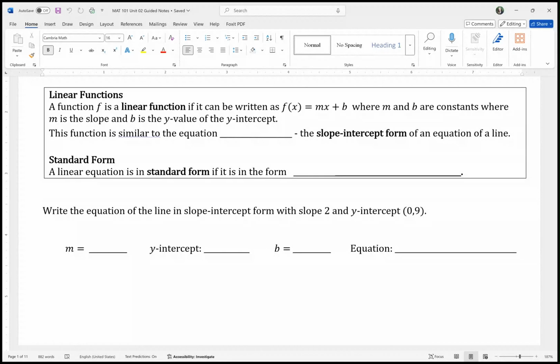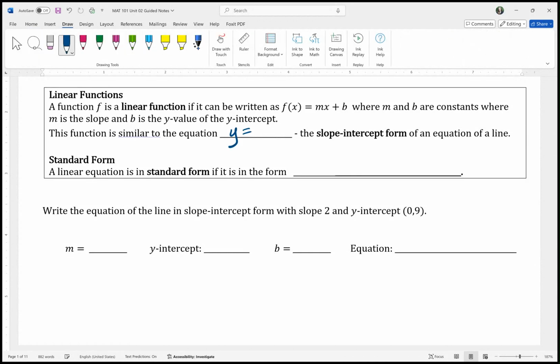You have probably heard this more similarly as the equation of a line, the slope-intercept form of a line, and that is y equals mx plus b. All right, and so our x and our y are going to stay as variables in this equation, and our m here stands for the slope, and our b is our y value of the y-intercept, and we'll talk about that here just a second in an example.